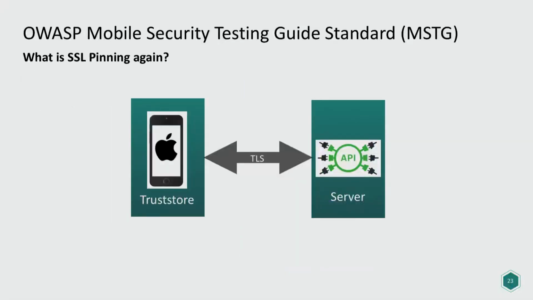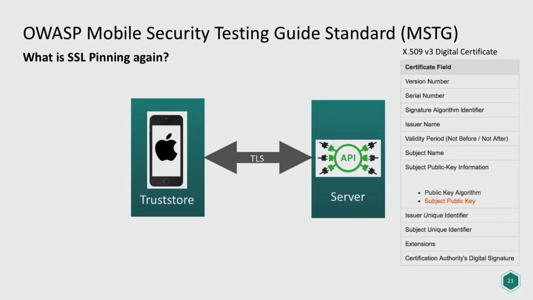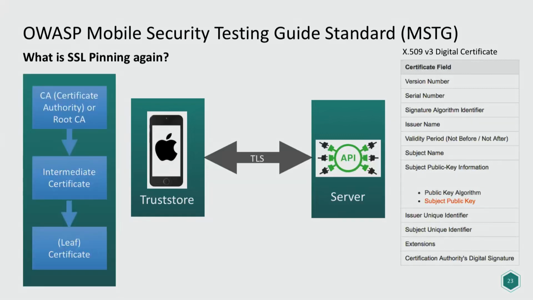Okay, so let me give you another practical example of how the MSTG can help you and how the MSTG is describing things. I guess everybody of you has heard about SSL pinning. So just that we are all on the same page, SSL pinning is just on top of TLS. When you implement SSL pinning, you either pin against the specific CA, or you pin against the intermediate certificate or the actual root certificate that is available on the web server. Or you just pin against the public key of the certificate.